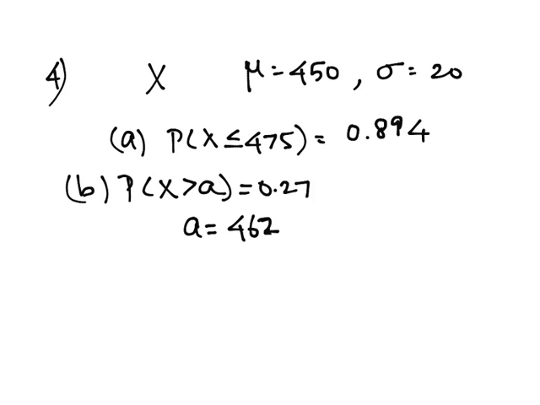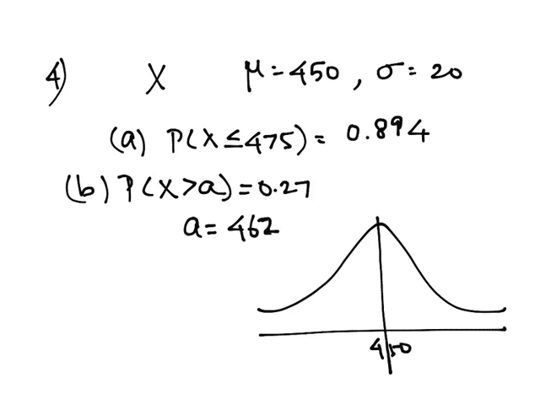In case you have to represent this in the diagram, this is how it looks. This is the x-axis, this is the mean, that's 450, and this is the curve. So definitely a will be here, right? This area is 0.27. Quite a simple problem.